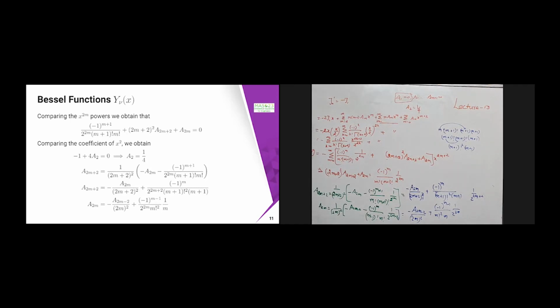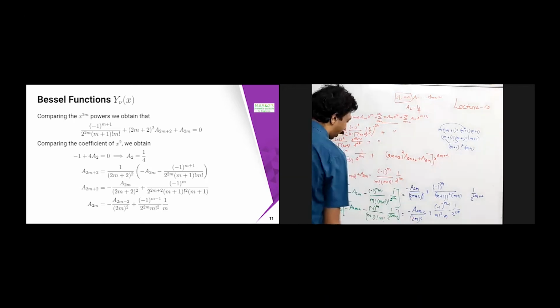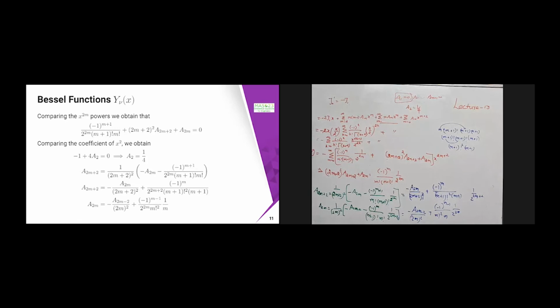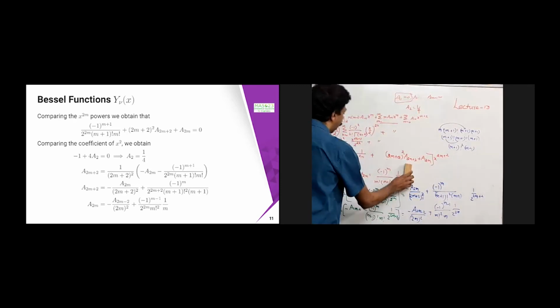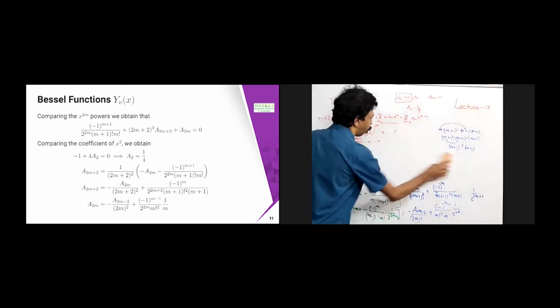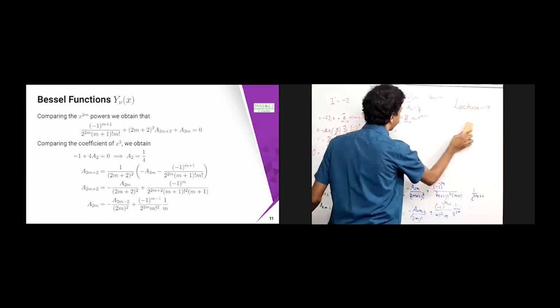Okay. Now what I am going to do, we are going to substitute. So a to m I know. A to m is nothing but a to m minus 2, 2m whole square, minus 1 power m minus 1, m factorial m into 1 by 2 power 2m. So now we are going to substitute it over here. Wherever I have this one, I am going to substitute it over here, and then we are going to simplify what the answer is going to come. Okay, so I erase everything.